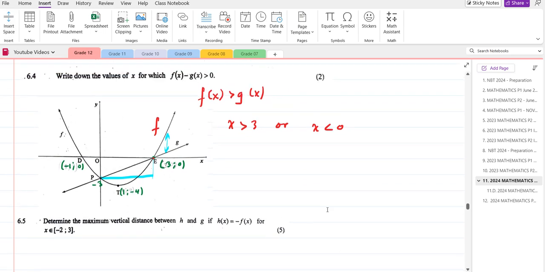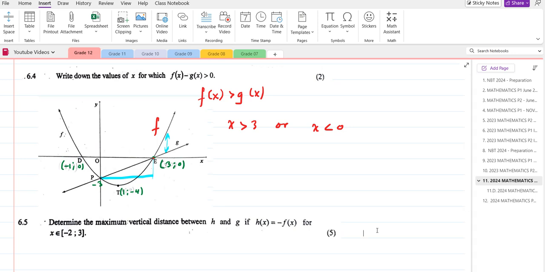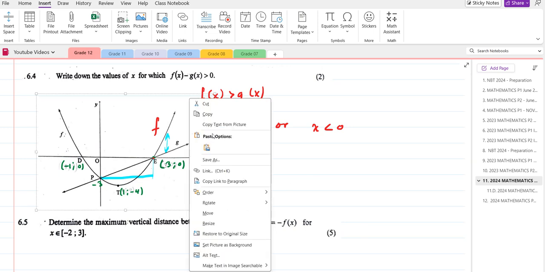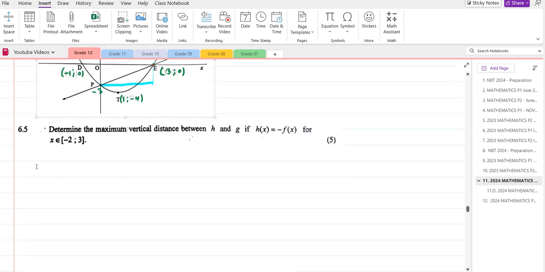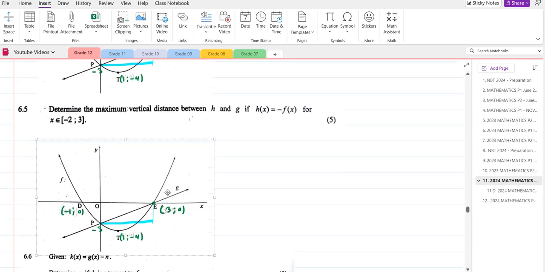Next question. Determine the maximum vertical distance between h and g if h of x equals negative f of x. So what is h of x? H and g. The reason why it is 5 marks is because you have to think about which function is above and which function is below.